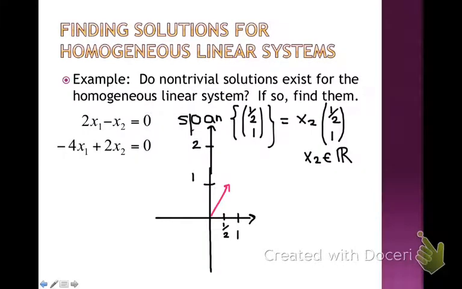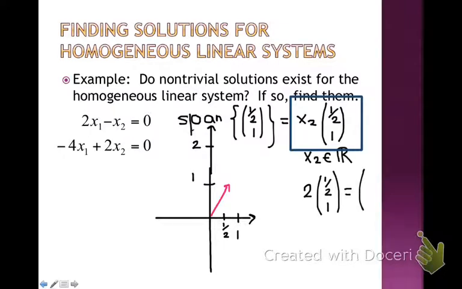So now let's recall what geometrically the solution to this homogeneous linear system looks like. Again, we said that the solution was the span of the vector 1/2, 1, which is exactly the same as any constant multiple of the vector 1/2, 1. In this case, x2 is just any real number. So, for example, if I took x2 and made it equal to 2, then 2 times the vector 1/2, 1, which is 1, 2, is also an element of the span.